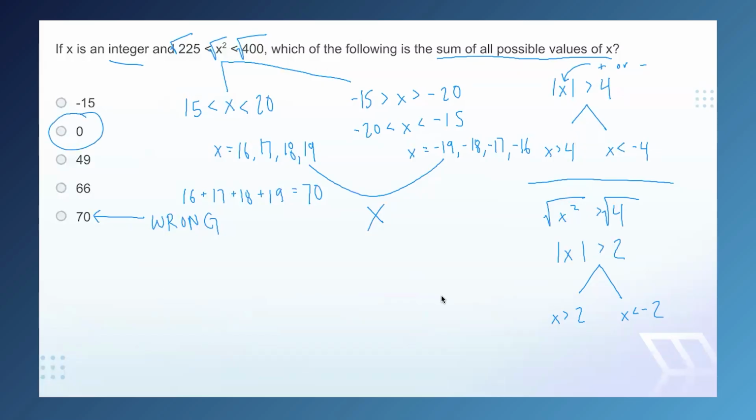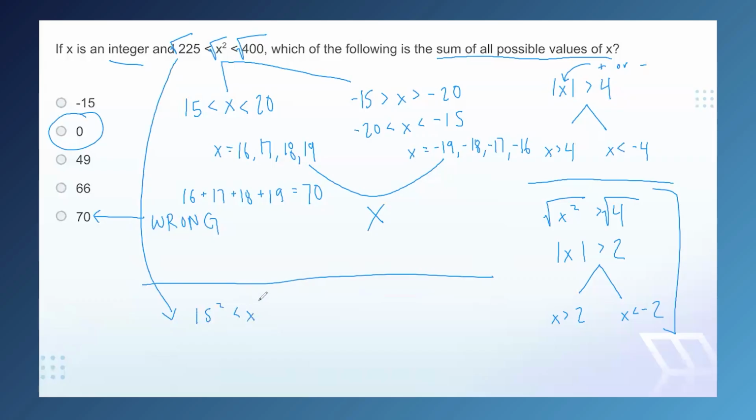So getting this question right out of the gate requires an understanding of this pretty specific algebraic rule. But what if we didn't remember this rule? Or what if instead of square rooting each term, we instead decided to rewrite our inequality as 15 squared is less than x squared is less than 20 squared, which more obviously leads us to the positive versions of our values for x. Well, once again, let's pause for a second.